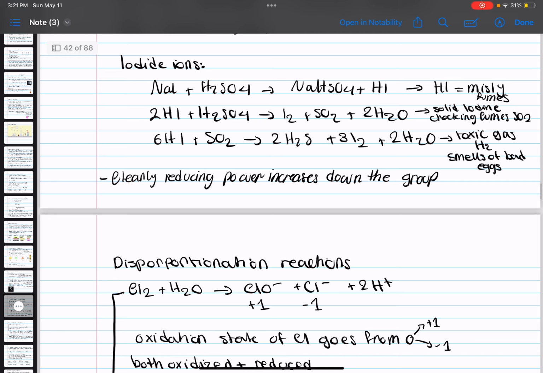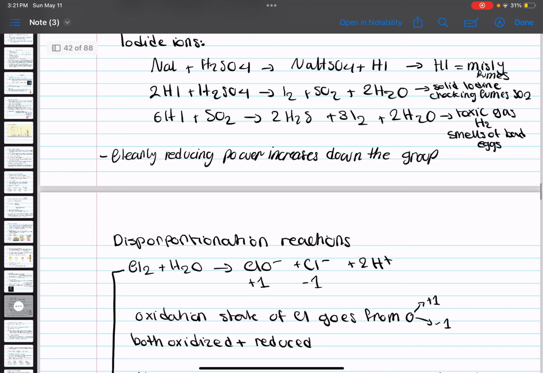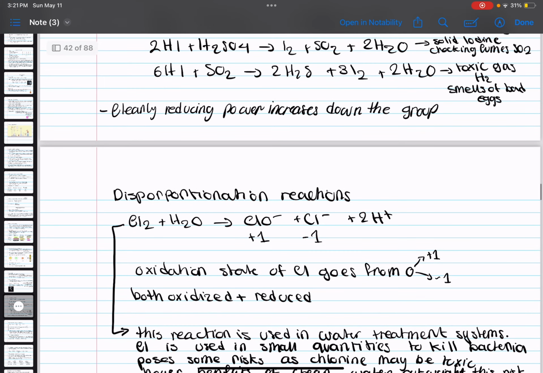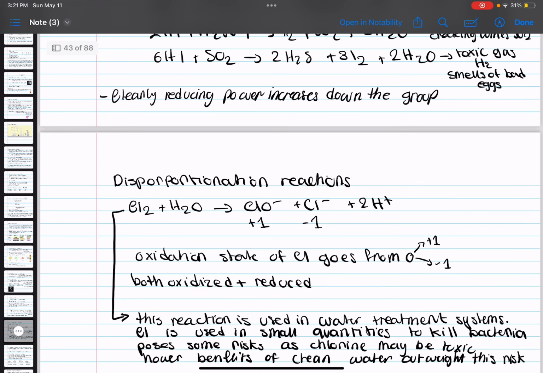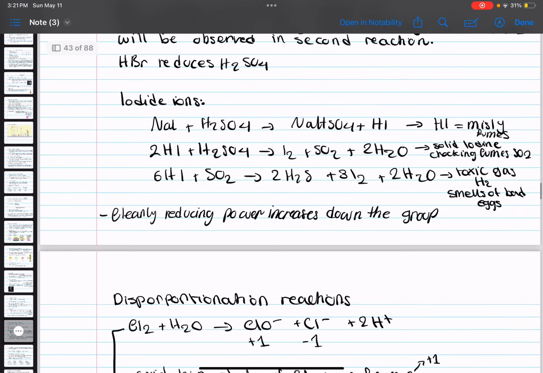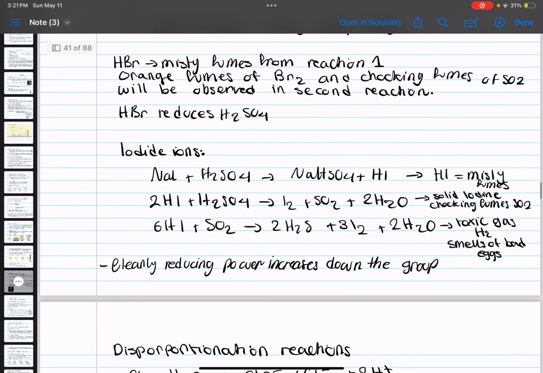And then in iodide reactions, you have NaI that makes HI, which is a misty fume, and then that reacts with H2SO4 again to make SO2, which is a choking gas, and solid iodine, and then again makes H2S, 3I2, and 3 water molecules. H2S is a toxic gas and smells of bad eggs. So that is the H2S. Overall, reducing power increases down the group because iodine has more reducing power than fluorine and chlorine.